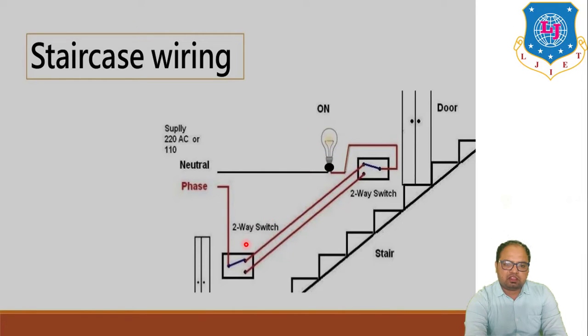When this switch is on, the phase is completed, the power will continue, and you can see the bulb will glow. But whenever we press this switch off, the circuit will break, and the bulb will not be on at this time. So in this way staircase wiring works.